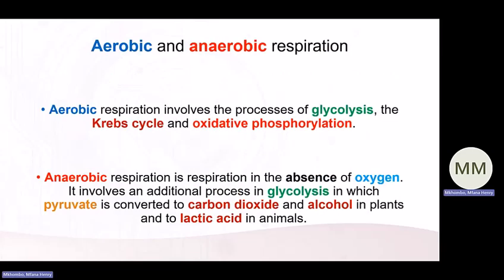So how do aerobic and anaerobic respiration compare with each other? Aerobic respiration involves the processes of glycolysis, the Krebs cycle, as well as oxidative phosphorylation. Anaerobic respiration is respiration in the absence of oxygen. It involves an additional process in glycolysis in which pyruvate is converted to carbon dioxide and alcohol in plants, and to lactic acid in animals in the absence of oxygen.